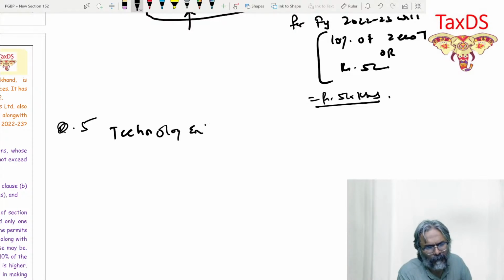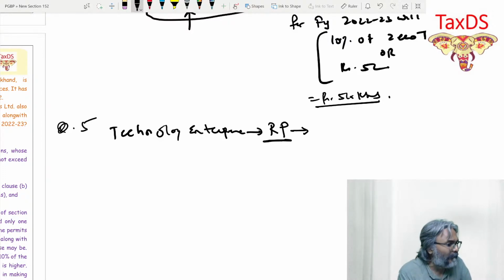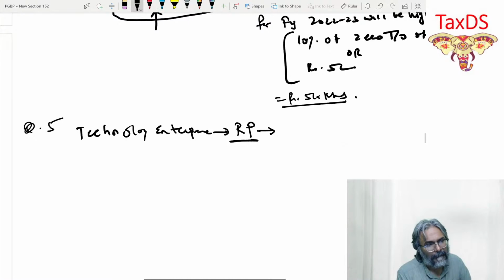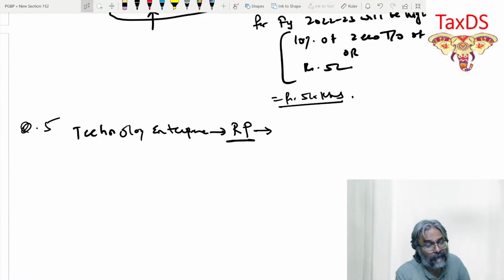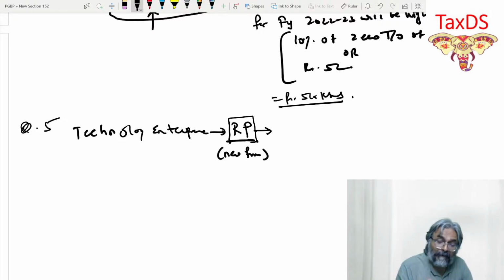Technology enterprise. What do you write, students? Is he a registered person or a new firm? Whenever you are talking about this, it is a registered person. So if he is a registered person, already make the reference of it. If it is a new firm, students, write new firm. Don't write URP, students. Write new firm. In this case, it is not a new firm, no?